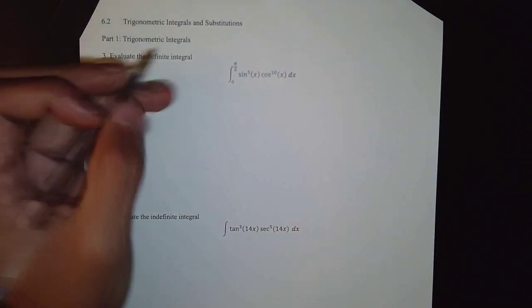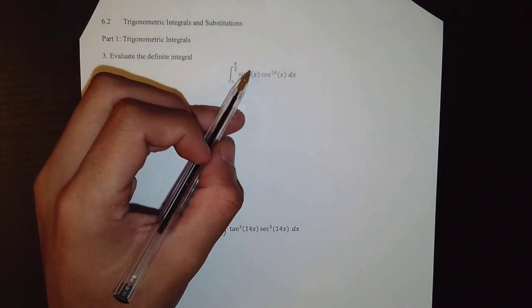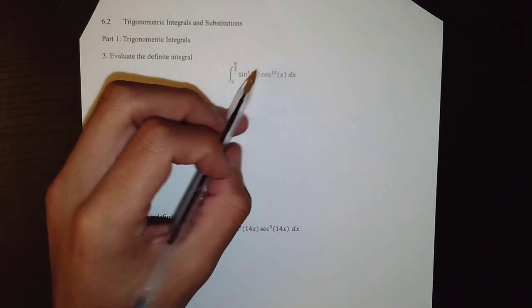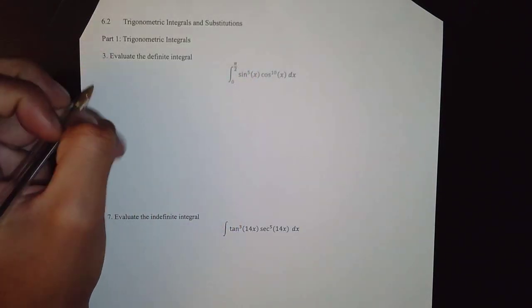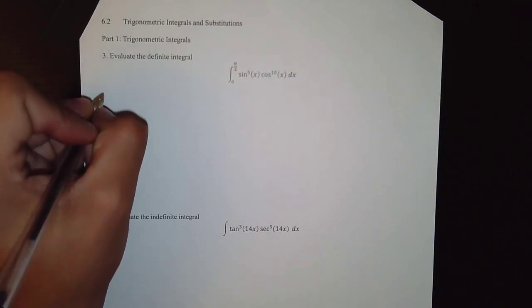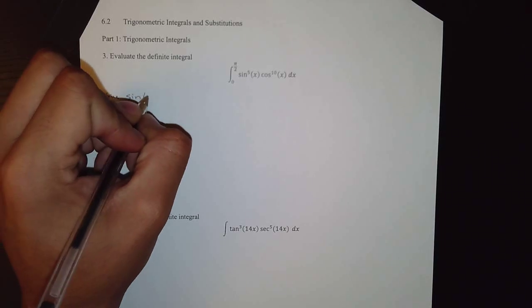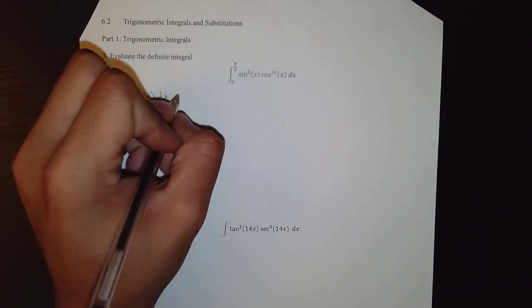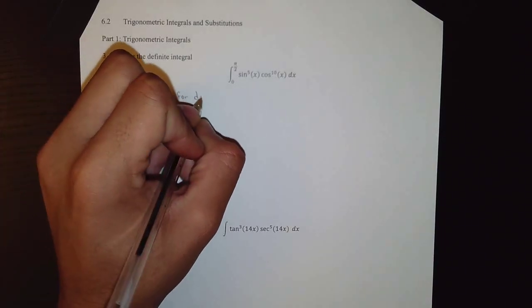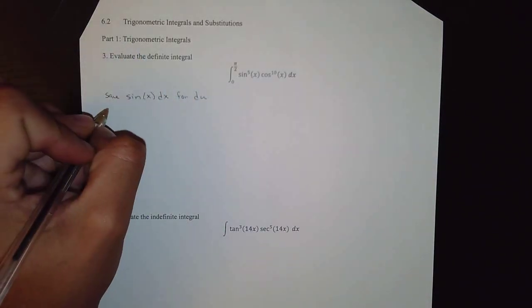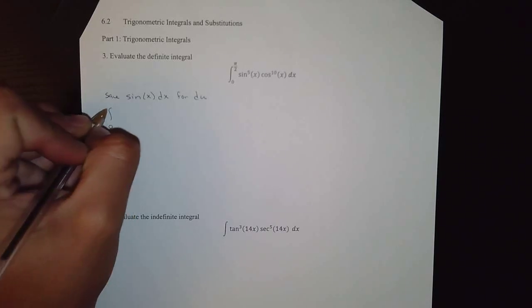Well, observe that sine to the power of 5x, 5 is an odd number, and so sine is to an odd power. And so we should save sine of x dx for du. Well, then if we did that, we would have to rewrite the integral.